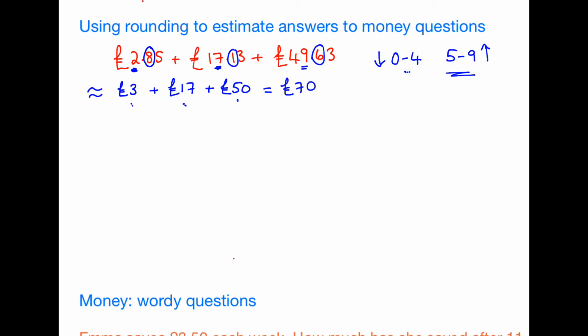Okay, so if a question says estimate an answer or round to the nearest pound to estimate an answer, don't work it out exactly because you won't get the marks for that. If the question's asking you to round and estimate, then that's what you should be doing. Okay, all right, on we go then.